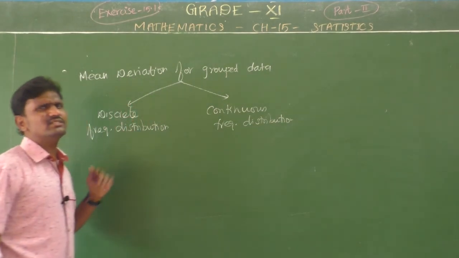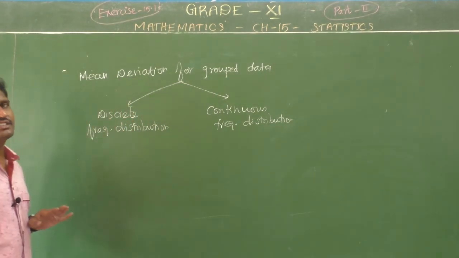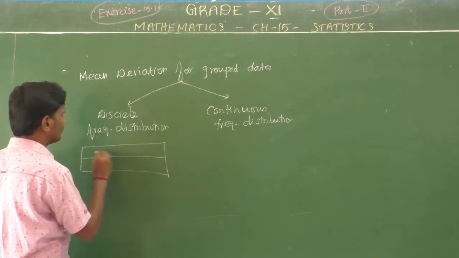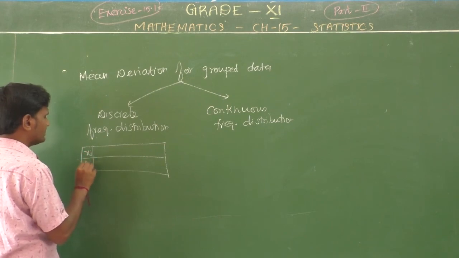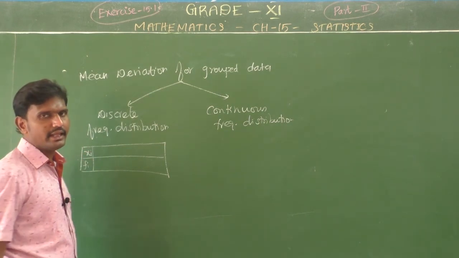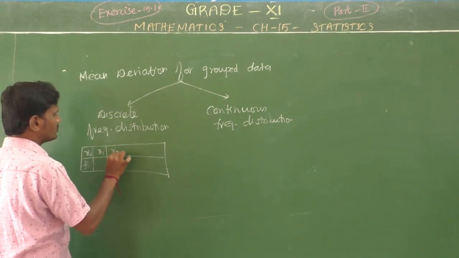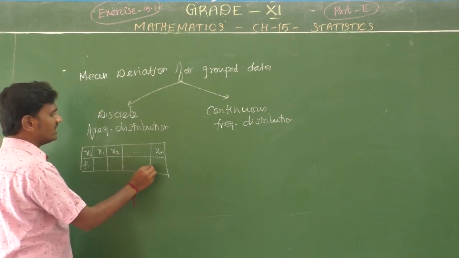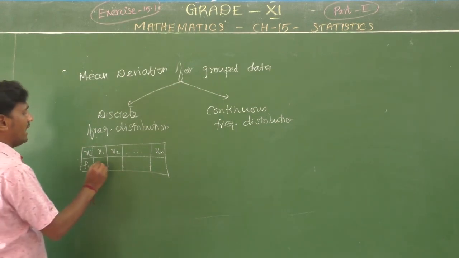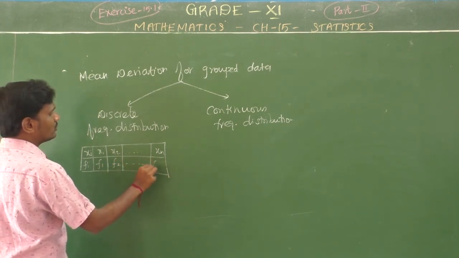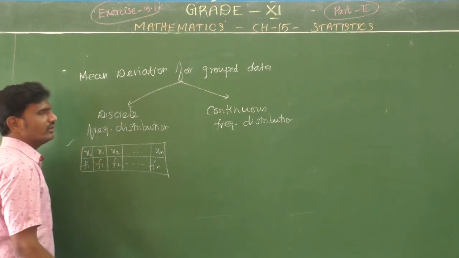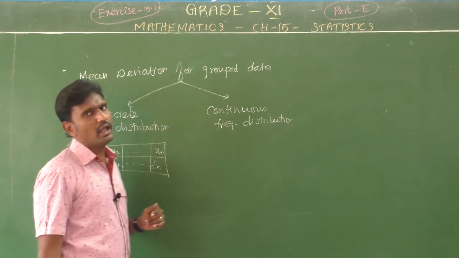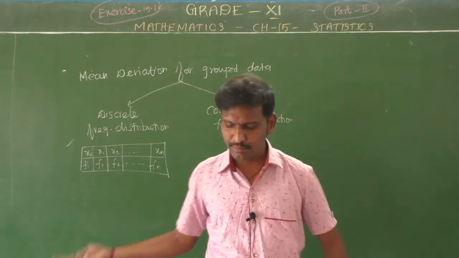It's very simple. Discrete frequency distribution means they give a table using two columns. The first is xi and the second is fi: x1, x2, x3 up to xn, as many observations as we take, and the frequencies f1, f2 up to fn. This is an example of a discrete frequency distribution, and we complete the mean deviation like that. It is a very simple method.